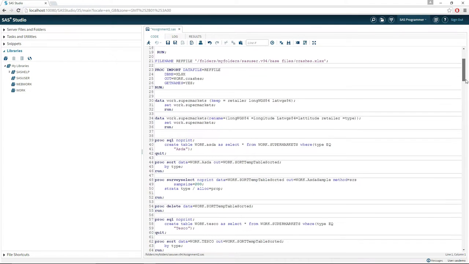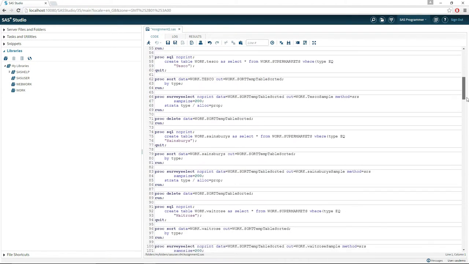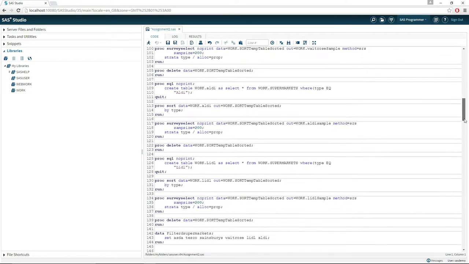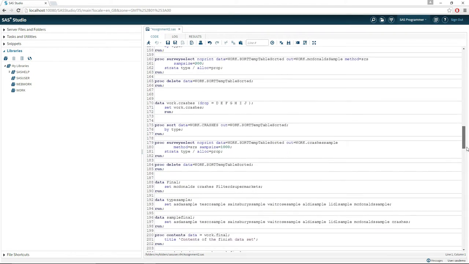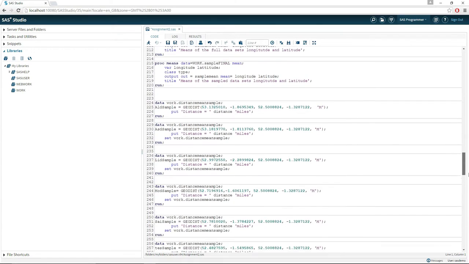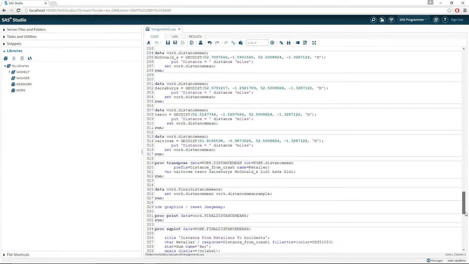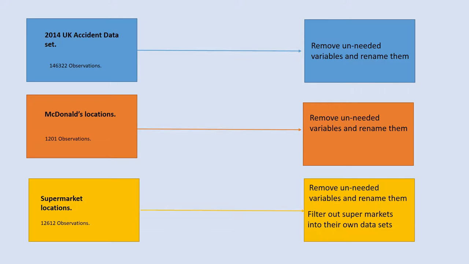I'm Mark Birch and this is the introduction to my data analysis SAS program. The following video will show a program that analyses correlations between the distance between selected stores and the road accidents. The stores selected are Aldi, Asda, Tesco, Sainsbury's, Waitrose and McDonald's.